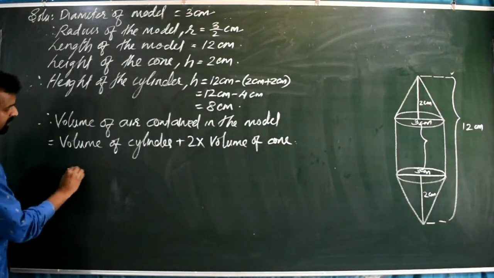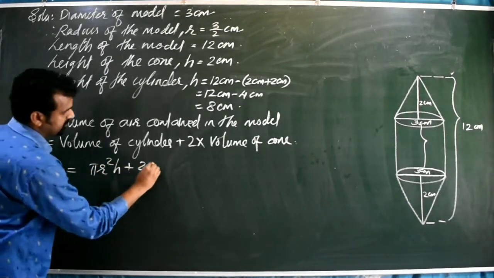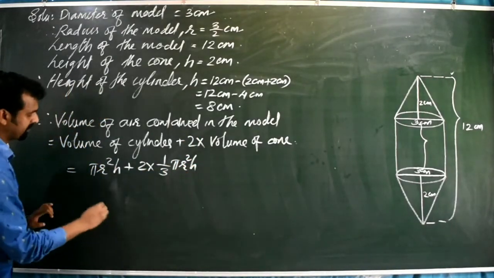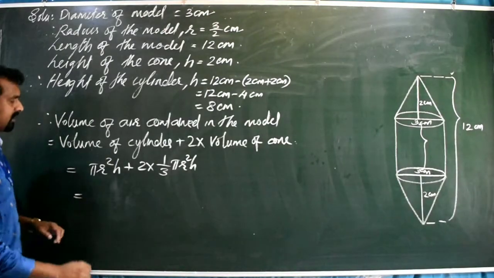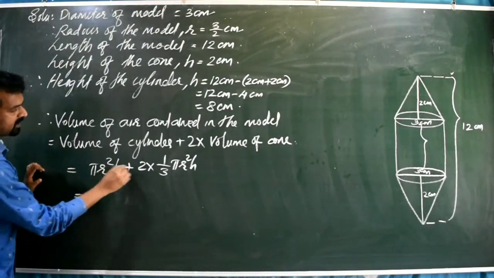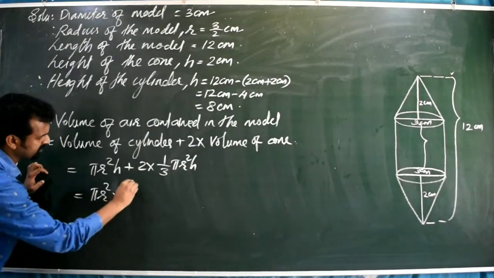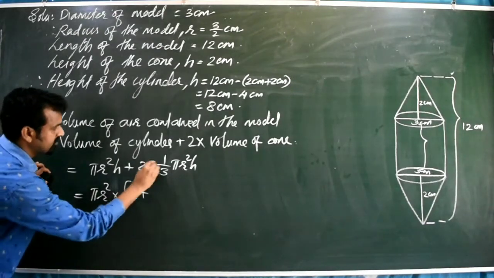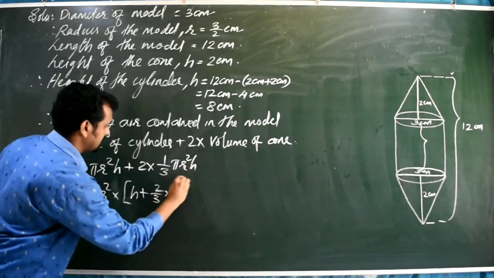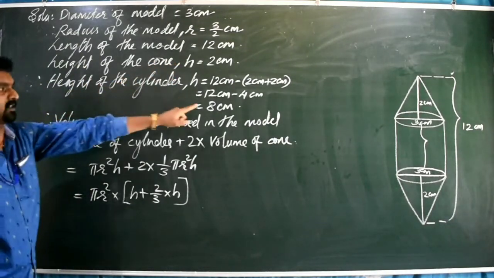Now write the formula. Volume of cylinder is pi r square H, plus 2 into volume of cone. Volume of cone is 1 by 3 pi r square H. Now substitute values. We can take pi r square out as a common factor because the radius is common. Pi r square into H plus 2 by 3 into H. But this height is different: the height of the cone is 2 centimeter and the height of the cylinder is 8 centimeter.